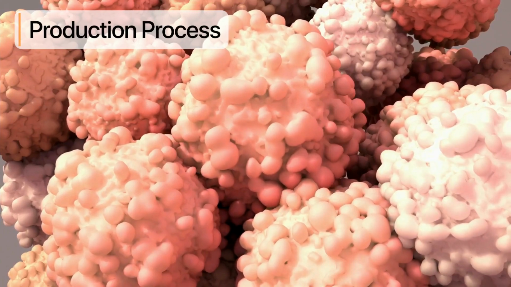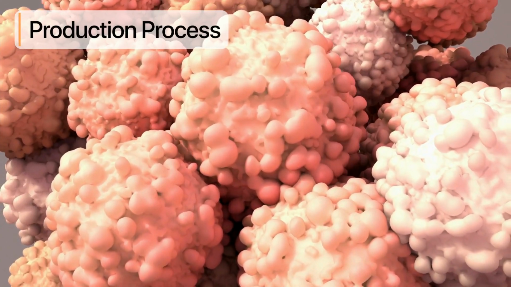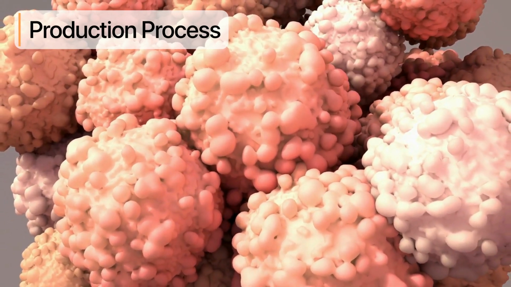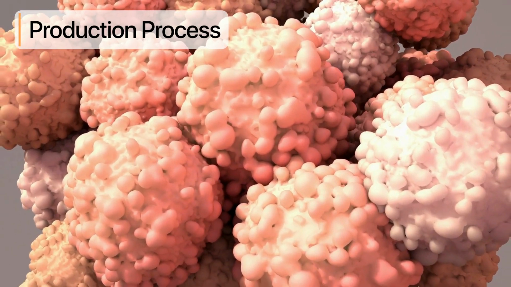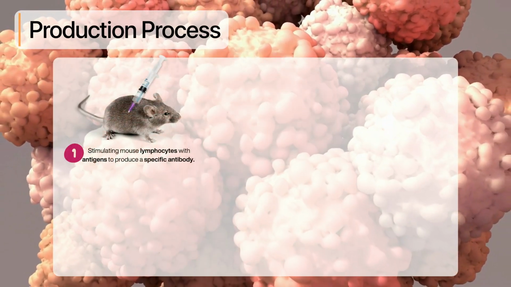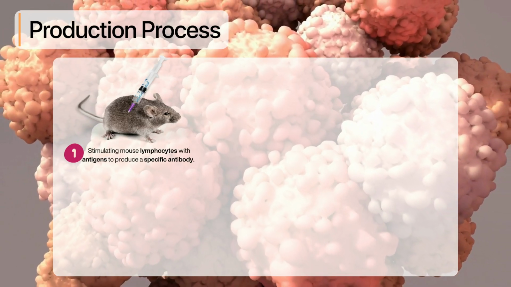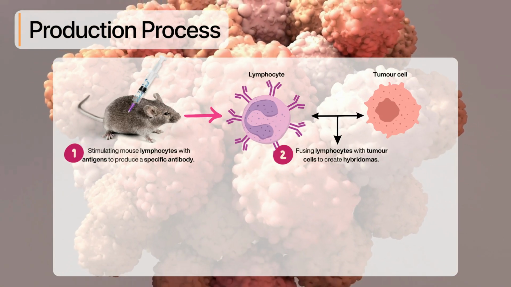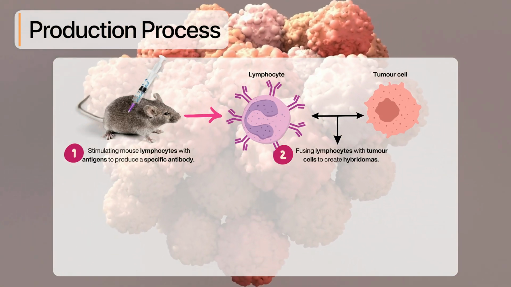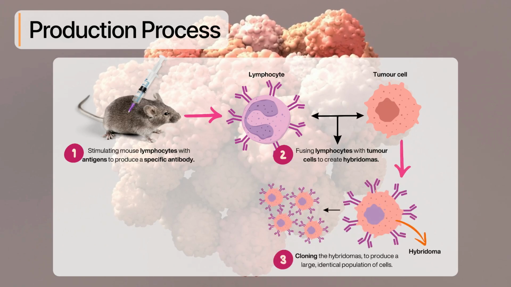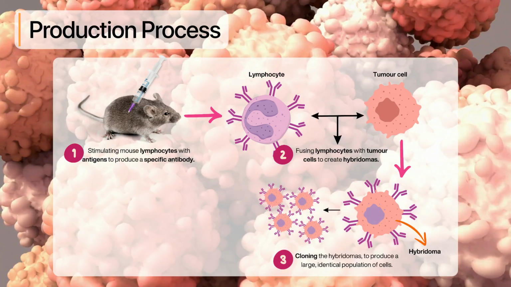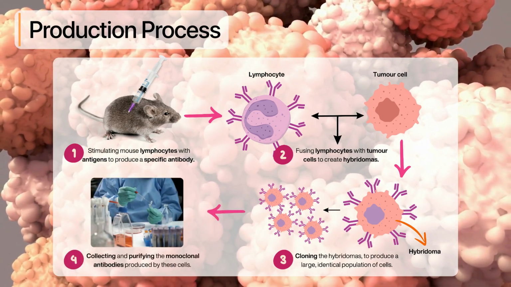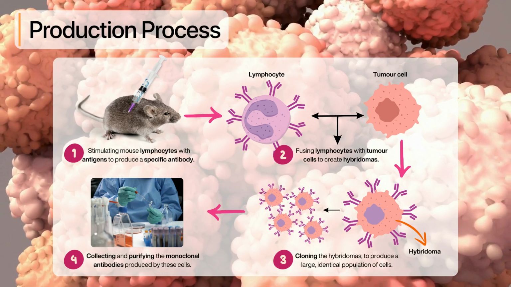Before we finish, let's now go through a quick recap. Producing monoclonal antibodies involves the following process. Step 1 is to stimulate mouse lymphocytes with antigens to produce a specific antibody. Step 2 is to fuse these lymphocytes with tumour cells to create hybridomas. Step 3 is to clone the hybridomas to produce a large, identical population of cells. Step 4 is to collect and purify the monoclonal antibodies that are produced by these cells.